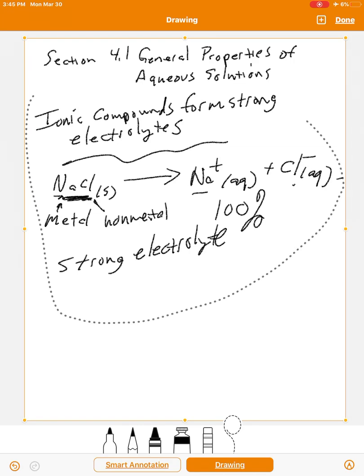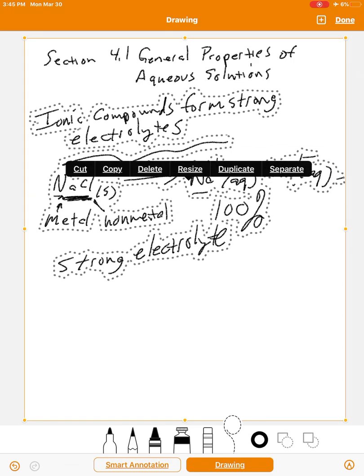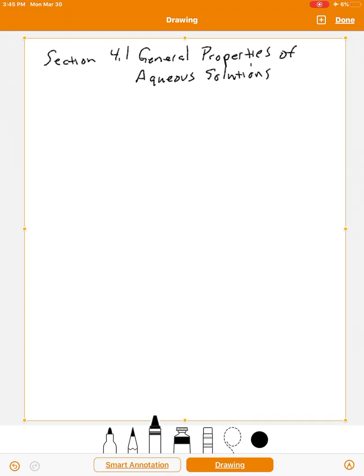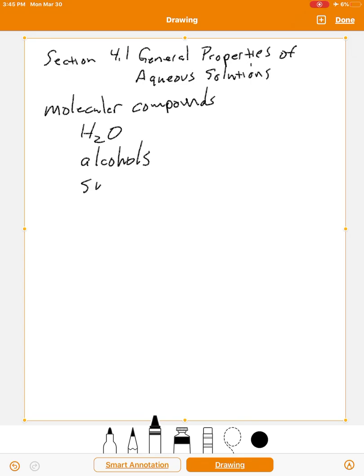And now let's talk about these molecular substances. That's not going to be the focus of this chapter, but molecular compounds, the only ones we're going to consider are three categories. One is just water. The second one are what we call alcohols. And the third one are what are called sugars. These are molecular compounds. So alcohols are what we would say ROH.